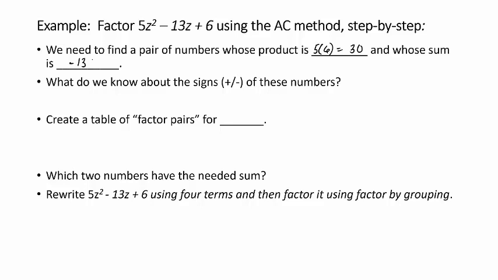Okay, so what are the signs on these numbers? So since our last term there is positive and the middle term is negative, we know that they both have to be negative, right? Since a negative times a negative is a positive, but a negative minus a negative is also negative. Okay, so we're looking to create a table of factor pairs for positive 30, but both of the numbers have to be negative. Okay, so I've got negative 1 and negative 30, negative 2 and negative 15, negative 3 and negative 10, negative 5 and negative 6, and then they start to repeat, right?